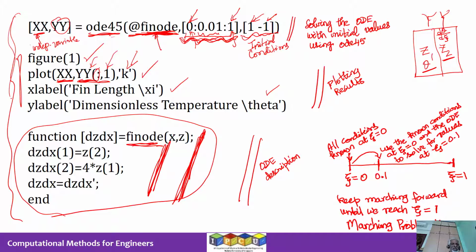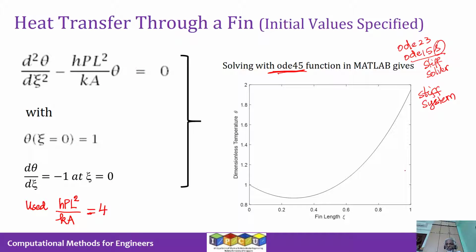When this M file is saved and executed, we are going to get this graph. Kindly note that at psi equal to 0, theta is equal to 1. We have not plotted the second column of YY. Otherwise, we would notice that the value of Z2, that is d theta by d psi, at psi equal to 0 would be -1, as required in the problem. So this is how you can solve initial value problems.